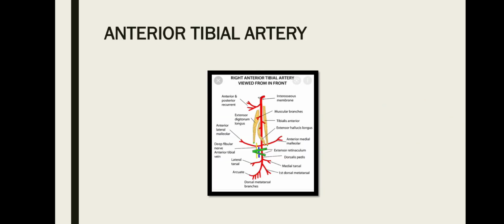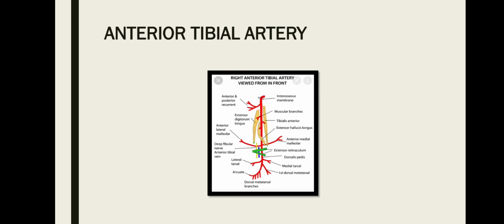Now let us learn about anterior tibial artery. It is a main artery. It supplies the anterior compartment of the leg. And as we all know, it is a branch of popliteal artery. It is a smaller terminal branch of popliteal artery. Popliteal artery gives off many other branches which we have already discussed. Main terminal branches are anterior tibial and posterior tibial.